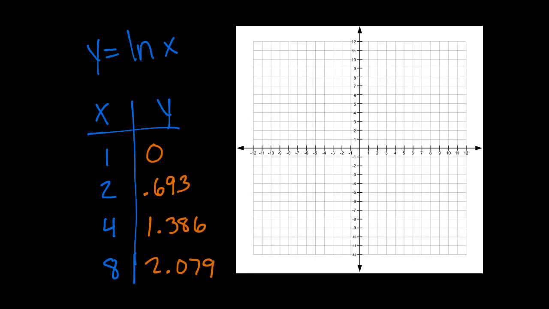So again, we'll just plot those quickly. It looks very similar, but it looks like it grows a little bit slower. So we have (1, 0), (2, 0.69), which is a little bit more than a half, (4, 1.38), so a little bit more than 1, and then (8, just above 2). Again, it grows out to the right, but slower and slower. We get right up on the y-axis, but never actually cross it. We can't plug in 0 or negatives. So there's the graph of natural log of x.